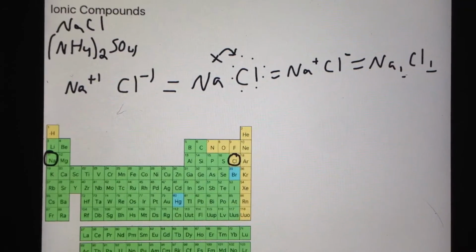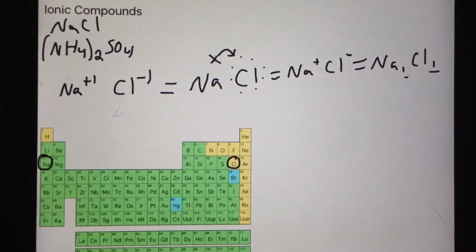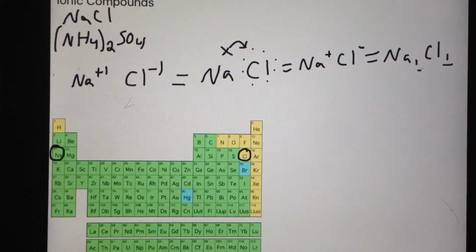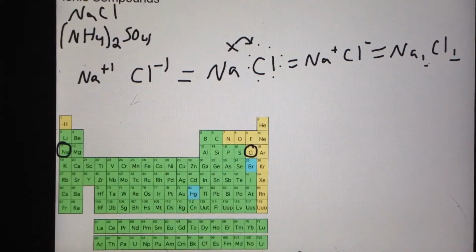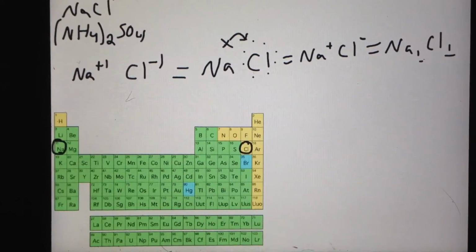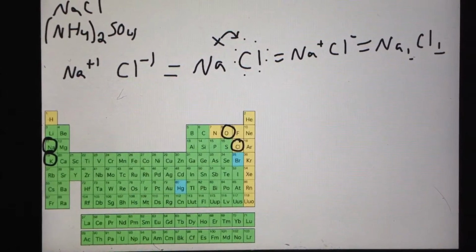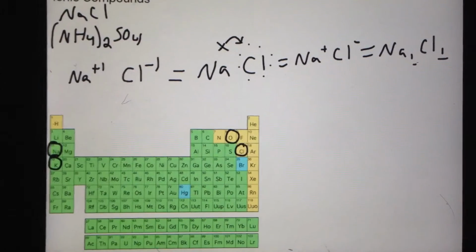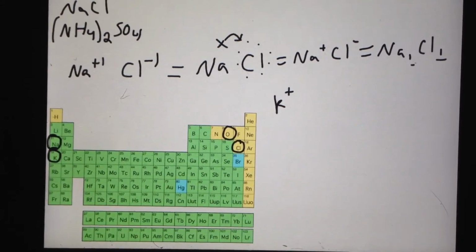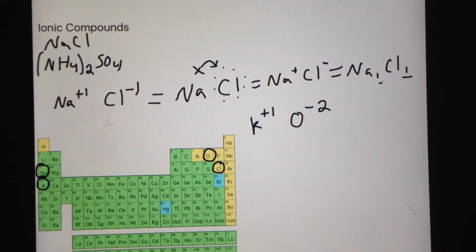Now that we know how to write an ionic compound with a 1:1 ratio, can we use this same technique to write out an ionic compound that isn't 1:1, such as potassium oxide? The answer is yes, we can. First, find potassium and oxygen on the periodic table of elements to see how many electrons each ion wants to either gain or lose. As we can see here, potassium wants to lose 1 electron, and oxygen wants to gain 2.